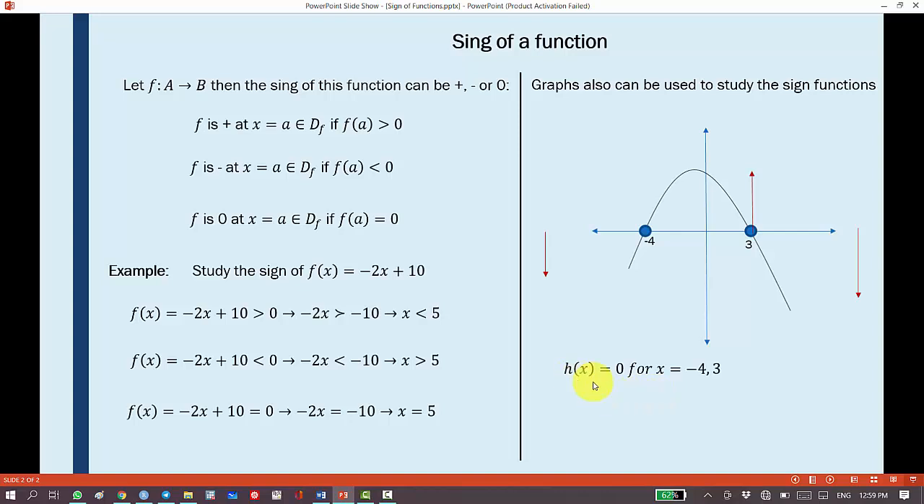In other words, this function, which is h of x, is 0 for x equal to minus 4 and 3, which are these 2 points. This is positive when x is between minus 4 and 3, that is this part of the function. And then the function is negative for x less than minus 4, which is on the left side here, or for x bigger than plus 3, which is on the right hand side here.